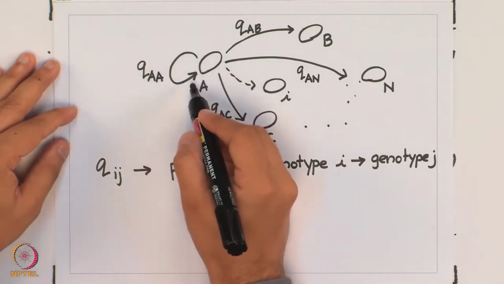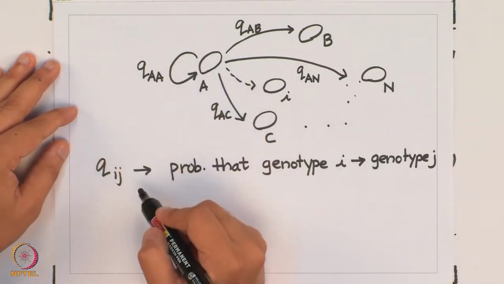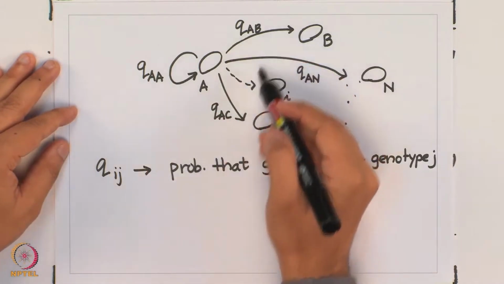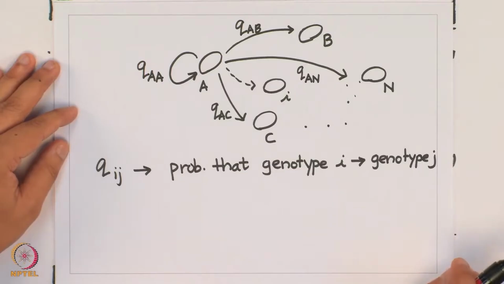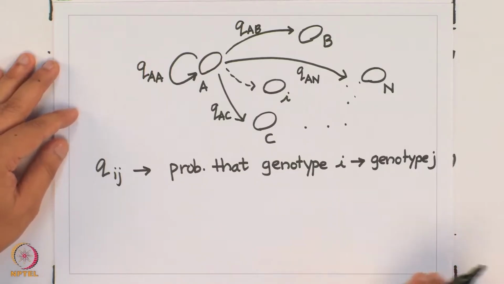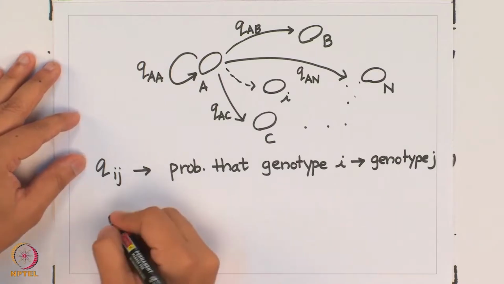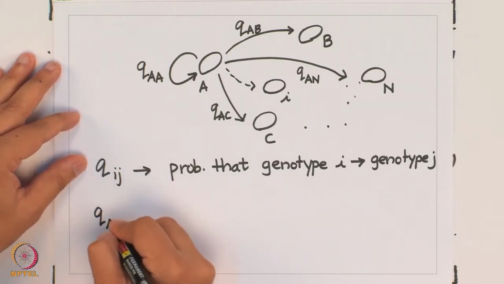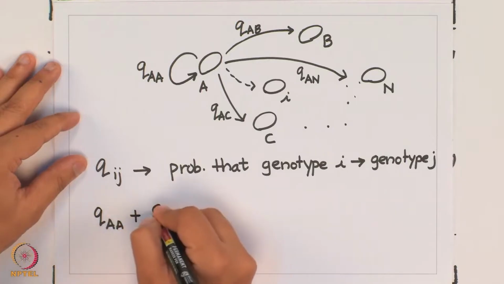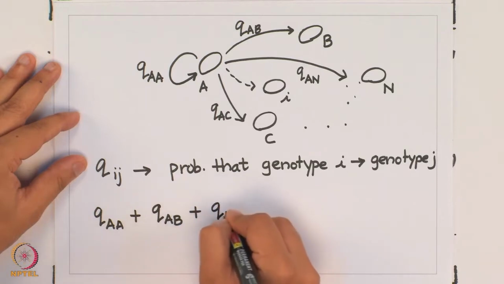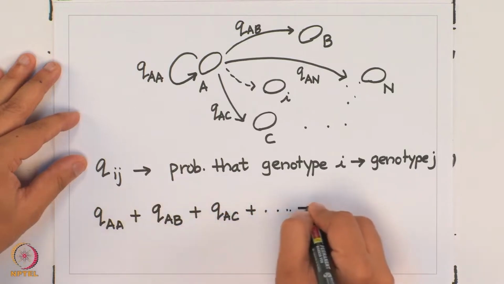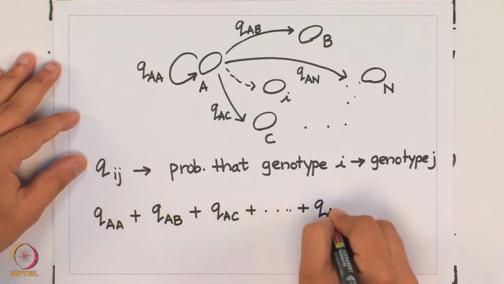This arrow here represents the case that no mutation has happened during the replication event, and all these arrows here represent the fact that during the process of replication, error had happened and the progeny is carrying a genotype which is distinct from the genotype of the parent. One quantity that we should note here is QAA plus QAB plus QAC going all the way up to QAN.